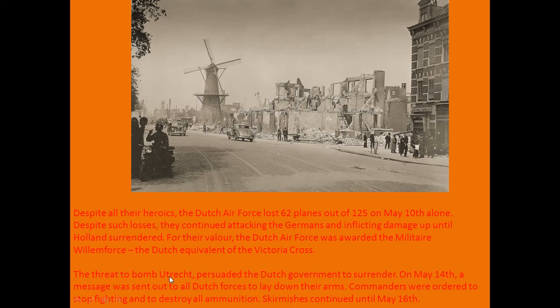The threat to bomb Utrecht persuaded the Dutch government to surrender. On the 14th of May, a message was sent out to all Dutch forces to lay down their arms. Commanders were ordered to stop fighting and to destroy all ammunition. Skirmishes continued until May 16th.